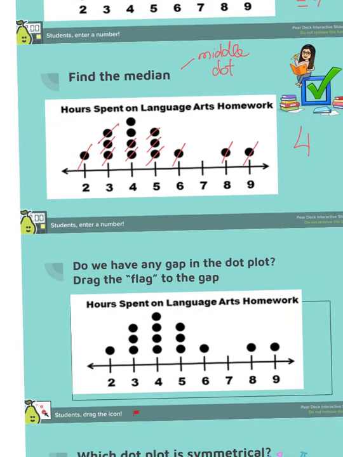Next one. For this problem, you really need to drag the flag icon to the gap. So do we have any gap in this dot plot? Then you move your flag to the hour where students have a gap in time spent on language art homework. Pause the video and drag your flag. So the correct answer for this question is the flag goes around here. That's 7, right? There's a gap at 7.